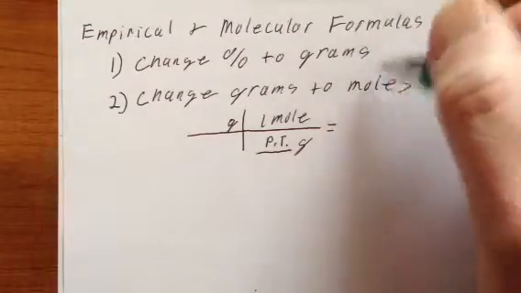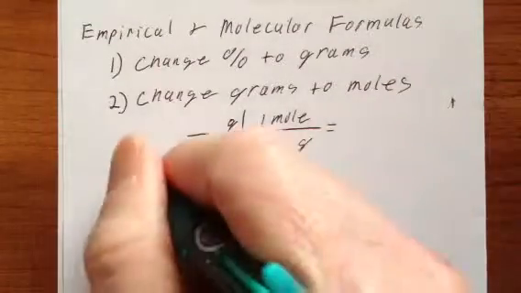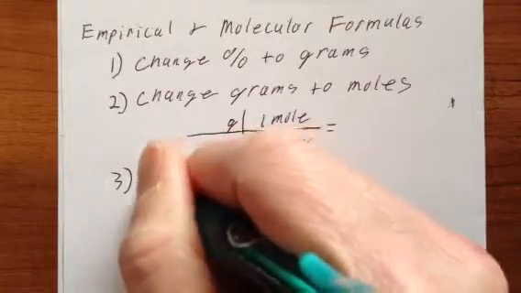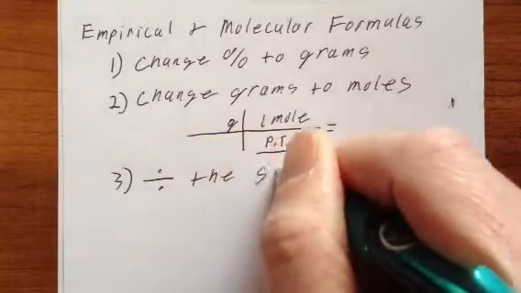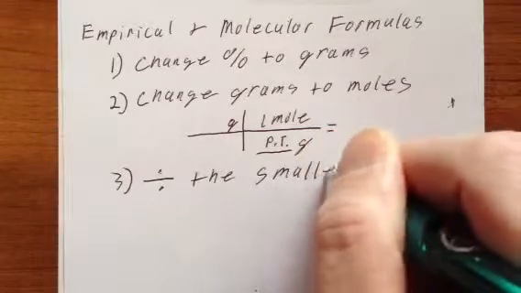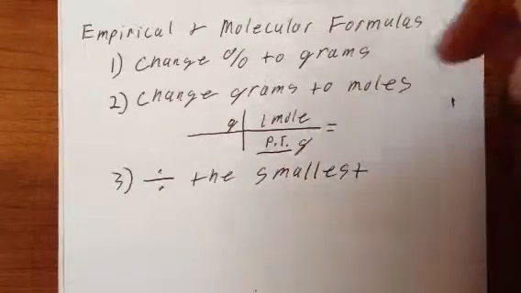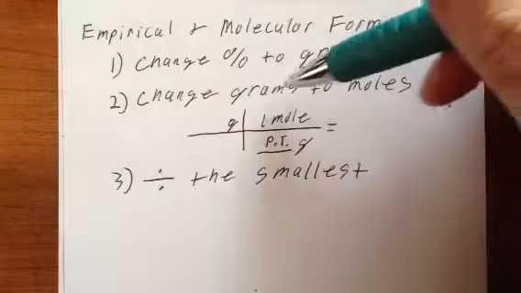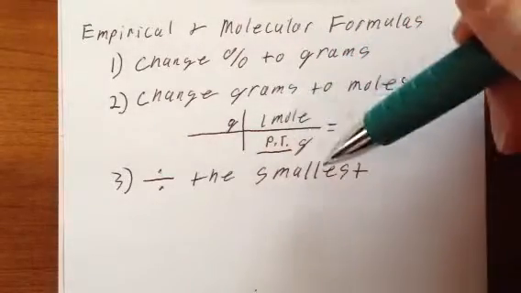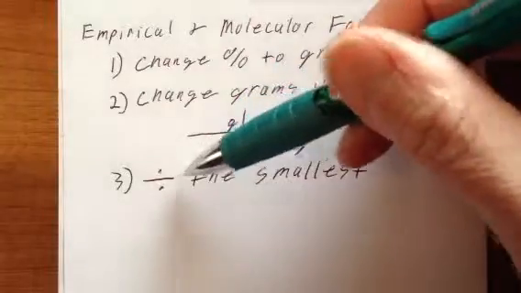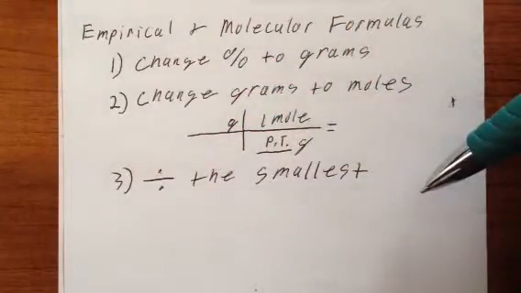Okay, change percent to grams, grams to moles. Step 3 is divide by the smallest. Change percent to grams, grams to moles. Grams goes to the bottom, mole on top. And now divide by the smallest.